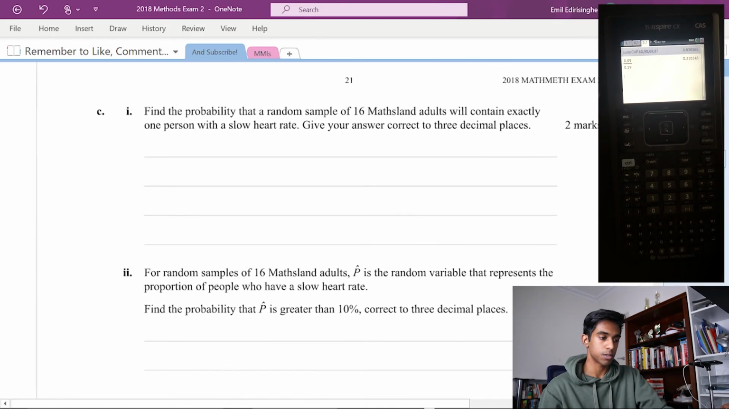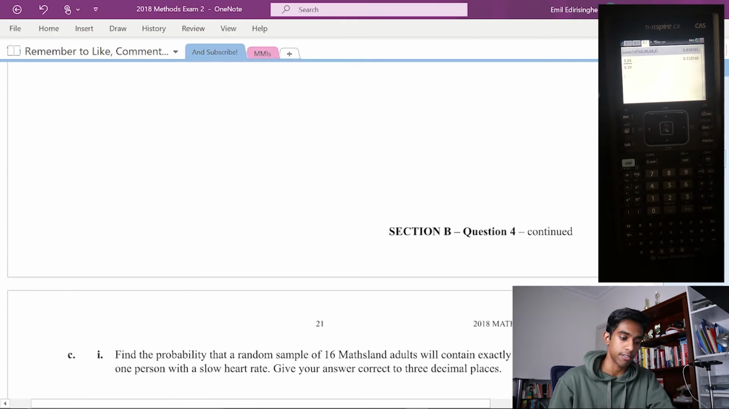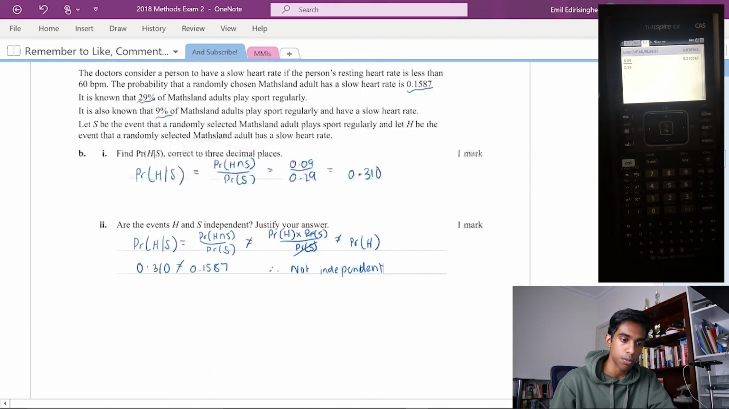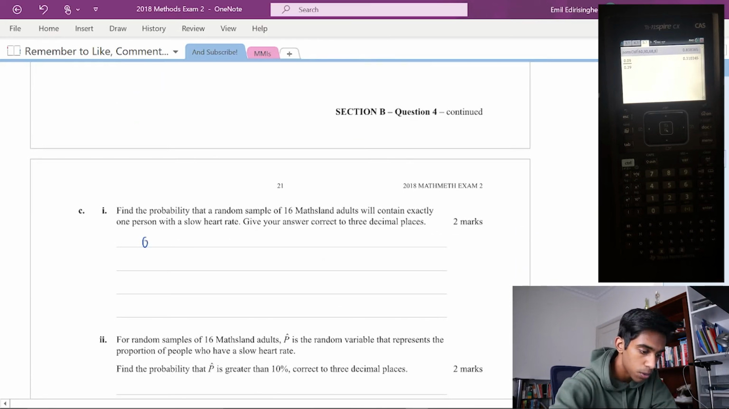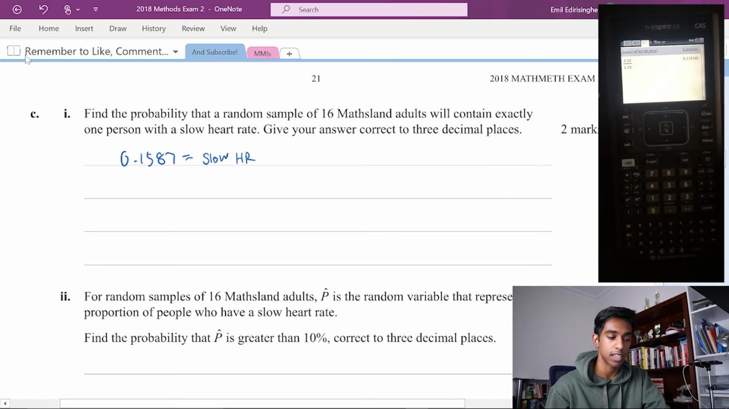Now we'll move on to the next question, which is part C. Find the probability that a random sample of 16 Mathsland adults will contain exactly 1 person with a slow heart rate. What we look at here is that slow heart rate has probability 0.1587. Now we're looking at 16 Mathsland adults and exactly 1, so this is going to be a binomial distribution.